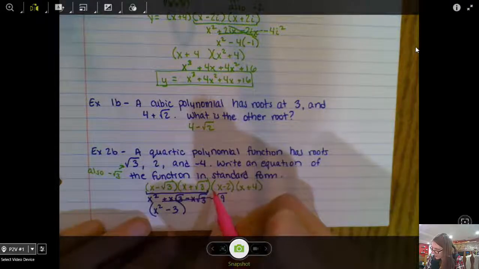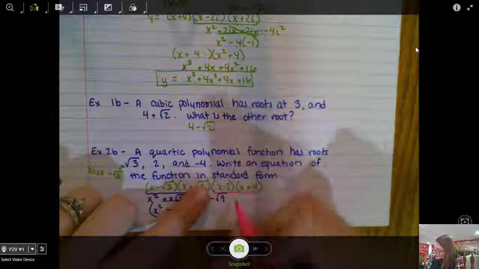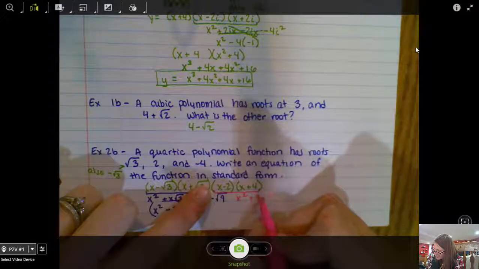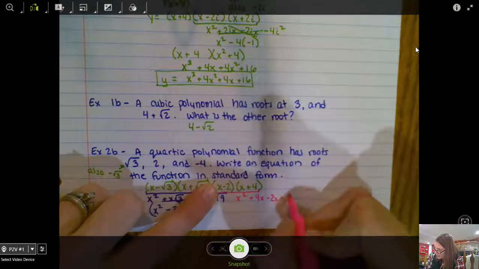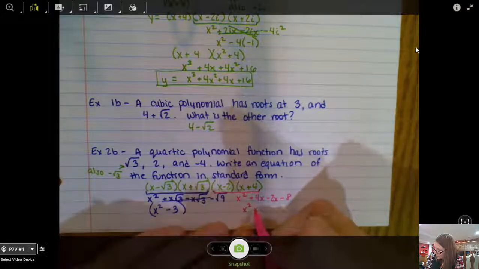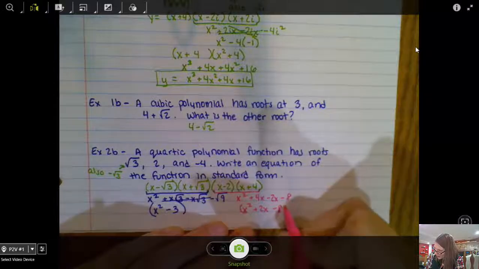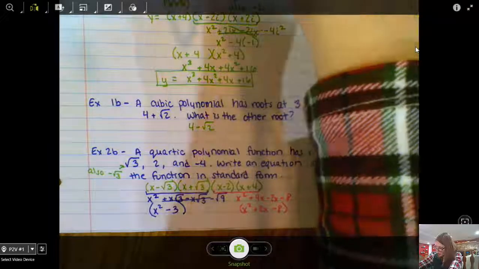Now over here, the x minus 2 times x plus 4. Again, I need to FOIL here. x times x is x squared, plus 4x, minus 2x, minus 8. And this simplifies to x squared plus 2x minus 8. Okay, and I'm running out of room on this piece of paper, so I'm going to go to my next sheet here and transfer what I have.